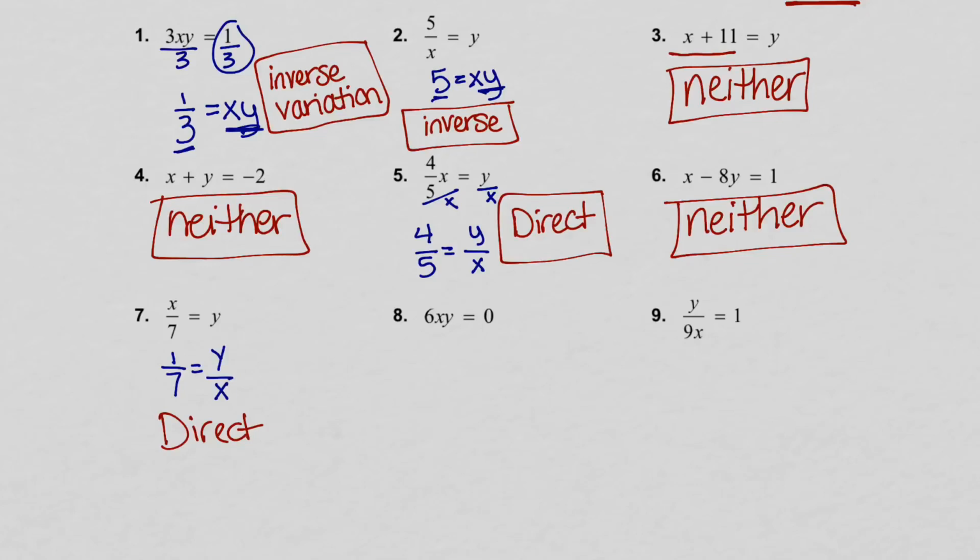Now remember, if I had multiplied by 7 and divided by y, I would have had this. And it's like, oh, x divided by y, well, that's neither inverse nor direct. But if I take the reciprocal of this side, and I take the reciprocal of that side, it's direct, okay? So these are the same.